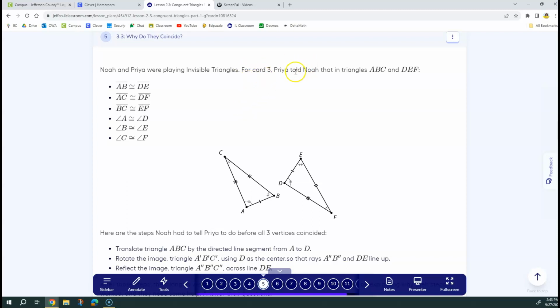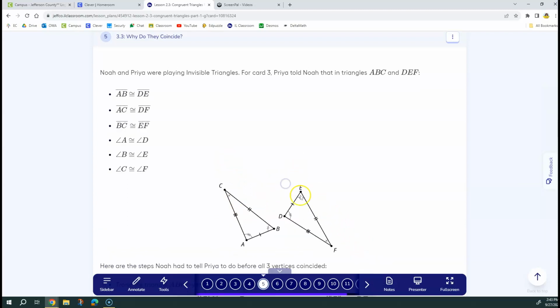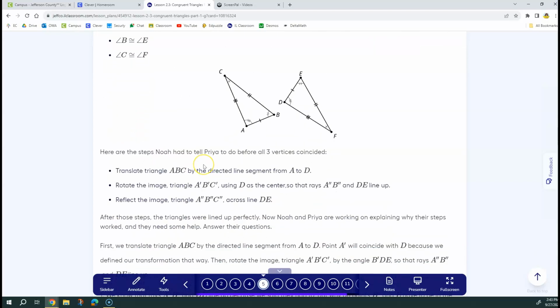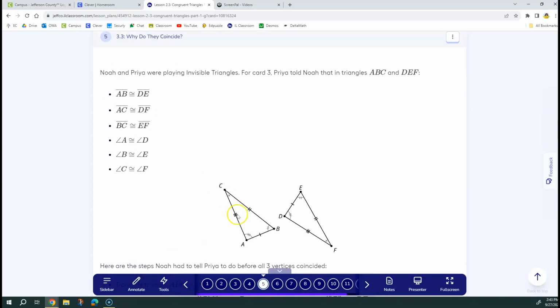For card 3, Priya told Noah that in triangles ABC and DEF, so here's triangle ABC, triangle DEF, side AB is congruent to side DE, AC is congruent to DF, BC is congruent to EF, angle A is congruent to angle D, and so on and so forth. If she's telling him all of that, then what do you know about the two triangles?